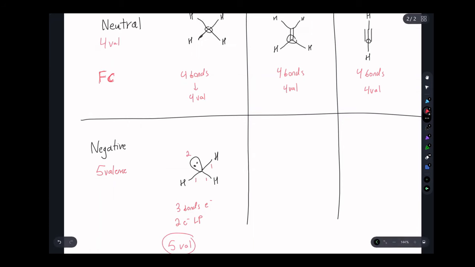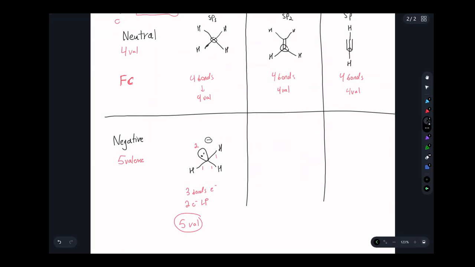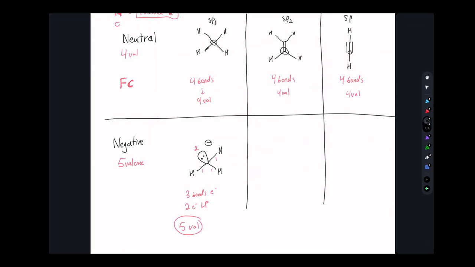So whenever a carbon has a lone pair, it is always going to be negative. And that's one hint. Carbon is usually pretty straightforward. It's always happy when it has no lone pairs. It's negative when it has 1 lone pair. That's also true for sp2 carbons.